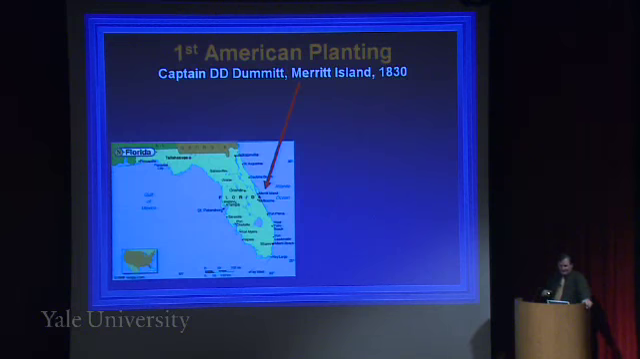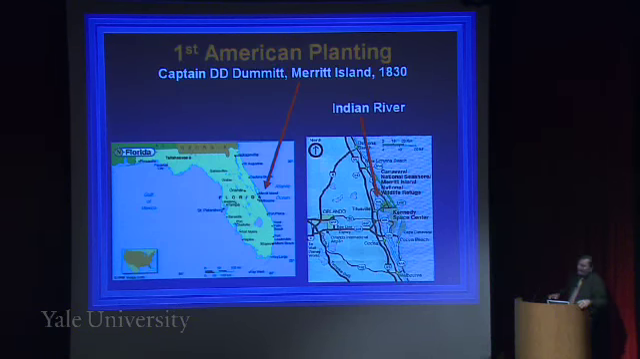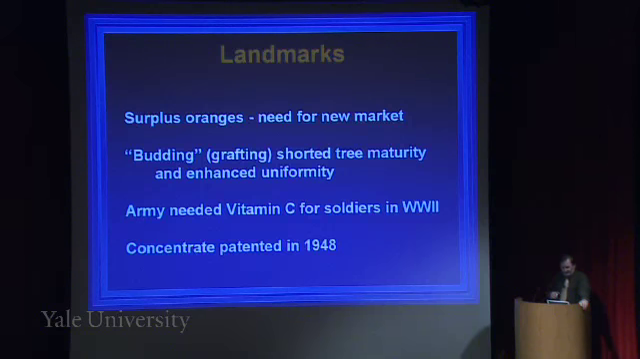Merritt Island is on the east coast of Florida, and a little blow up of that section of the state looks like this, where Merritt Island is part of this national refuge in this area here that's just north of the Kennedy Space Center in Cape Canaveral. And there's a body of water that's part of this called the Indian River, and that's one of the primary names that gets applied to brands. There are landmarks in the development of orange juice.